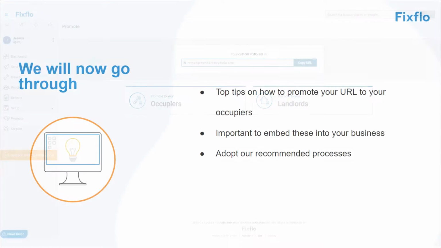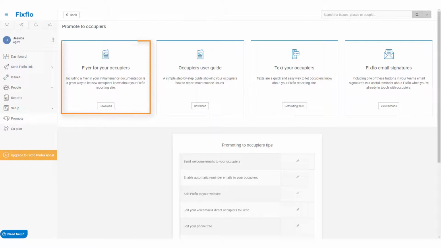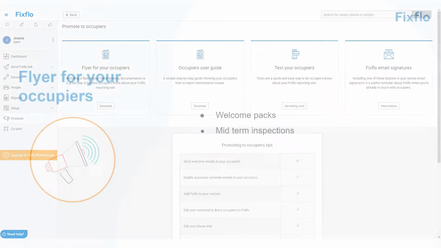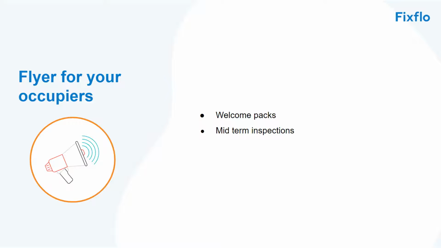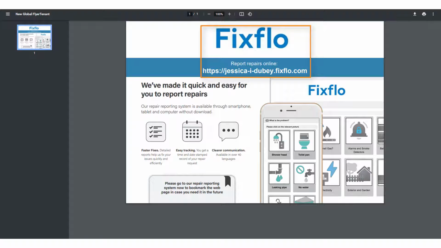We will now be exploring our top tips on how to promote your Fixflo URL to your occupiers, and it is vital that these are embedded into your business and that you adopt our recommended processes to ensure the best usage possible. On the left-hand side of the screen, you can see Flyer for your occupiers. This is fantastic to use for both welcome packs and midterm inspections. If you click on Download, a new tab will open up with your branded flyer. This will have your logo, colour scheme and your Fixflo URL.